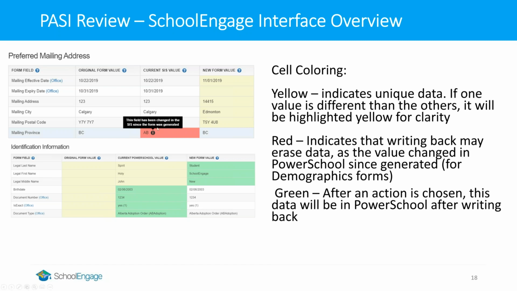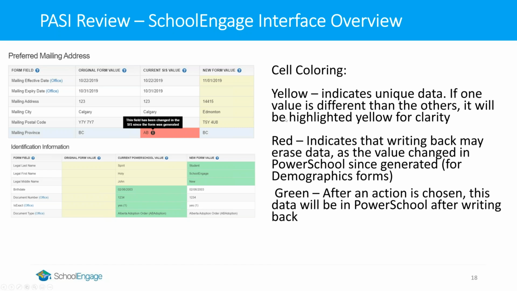If all three are unique, which does sometimes happen, where you pulled a field from PowerSchool and then it was changed in PowerSchool since then, but then the parent also changed it, all three will be yellow. The yellow can also appear in only the first column if the parent made a correction, but that correction was already manually done in PowerSchool as well.